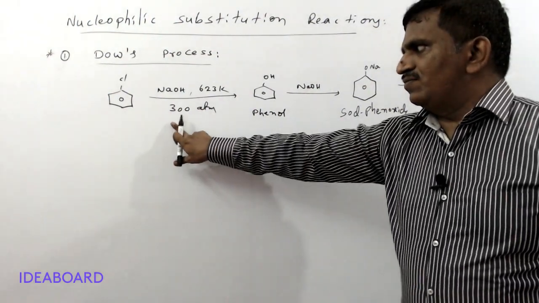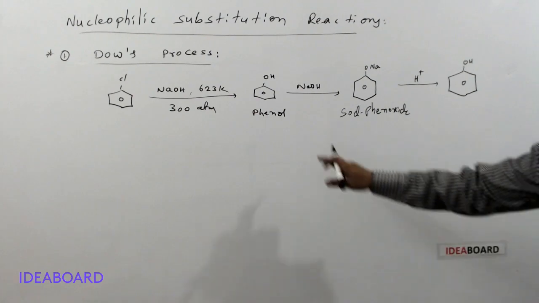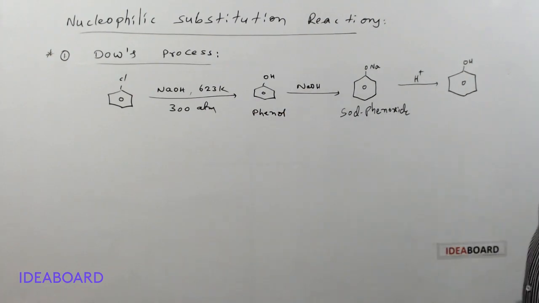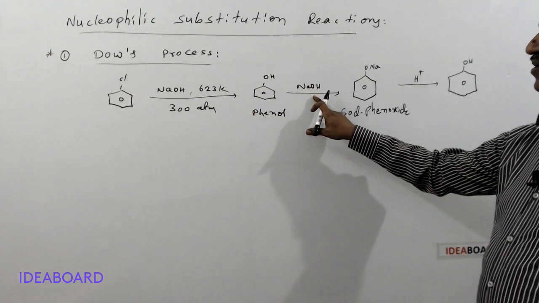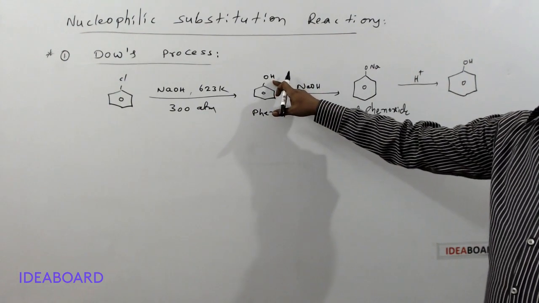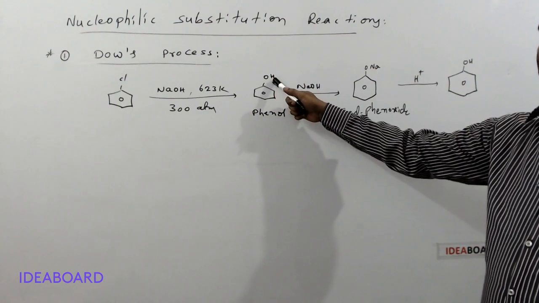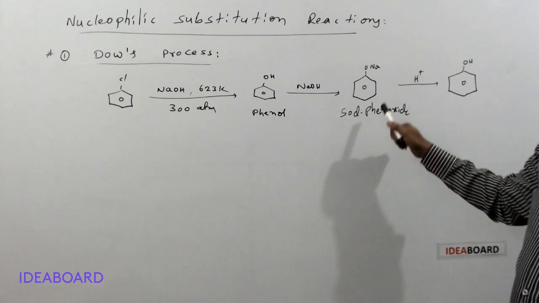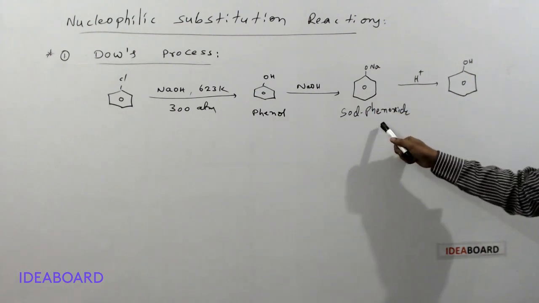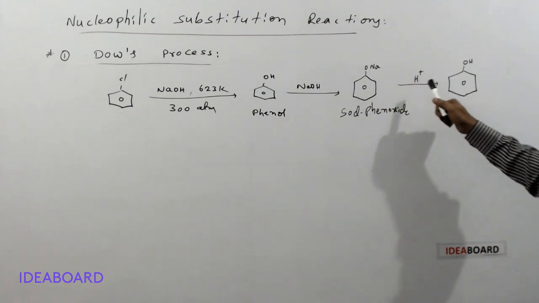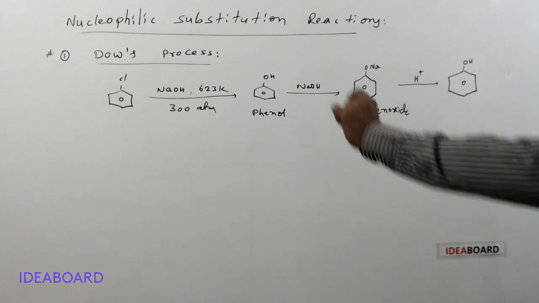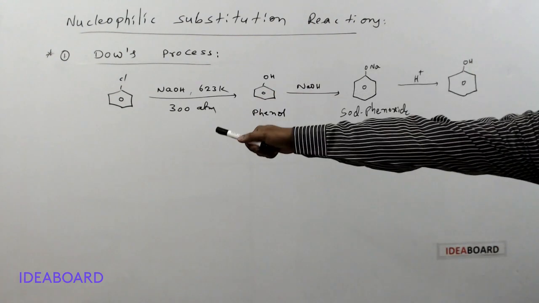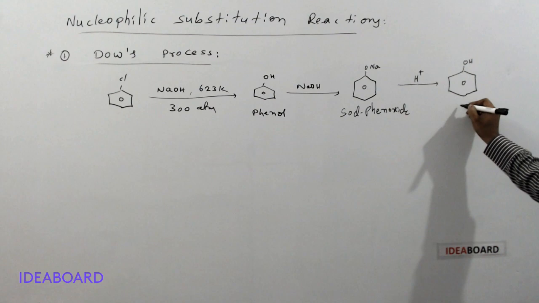So first, if you remove this, for example, then phenol is formed first. This phenol reacts again with sodium hydroxide due to its acidic nature. Acidic hydrogen is present, and so it is finally forming sodium phenoxide. But if you want phenol, we do acidification. So the Dow process means direct conversion of chlorobenzene to phenol.